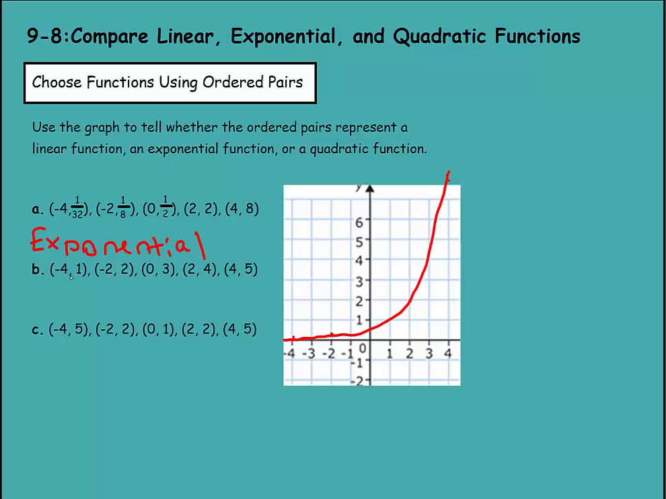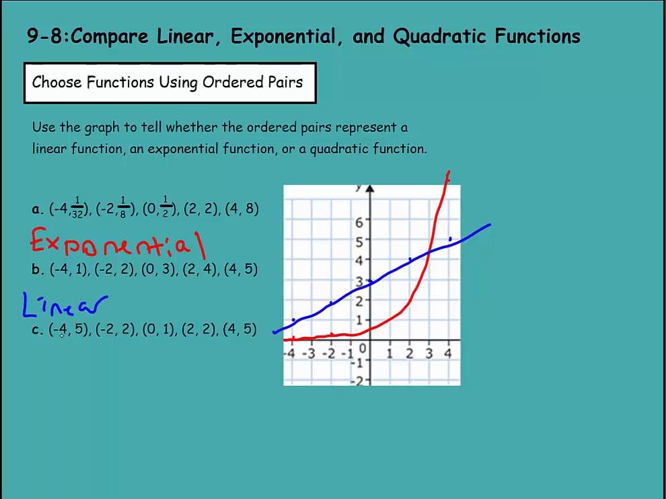Now we have this one, which starts out at negative 4 and positive 1, negative 2 and positive 2, 0 and 3, 2 and 4, and 4 and 5. As I make a line with these points, it looks pretty clear to me that I'm drawing a straight line, so that's going to be linear.